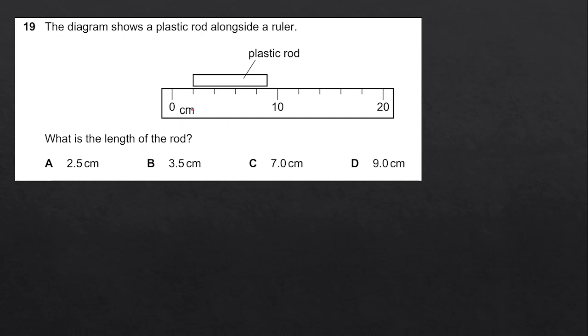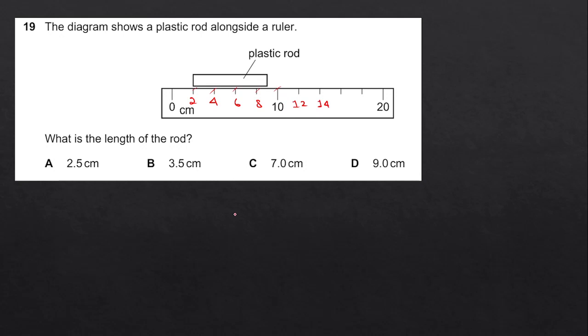So first let's write down the graduation of this ruler. From 0 to 5, there are 5 divisions in total. Let's say 1, 2, 3, 4, 5. That means if I take 10 upon 5, that is 2. That means the graduation is 2 centimeter. That means if I have 2 here, the next division will be at 4 centimeter, 6 centimeter, 8 centimeter, 10 centimeter. And if this goes on, this will become 12 centimeter, 14 centimeter and so on.